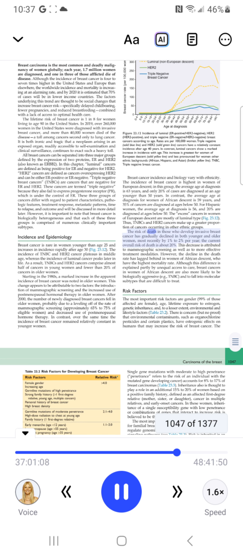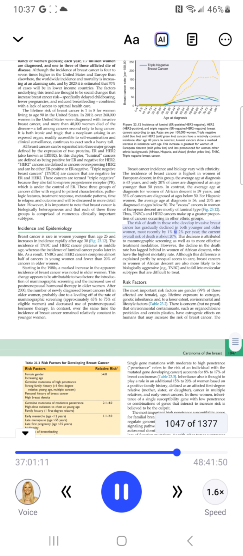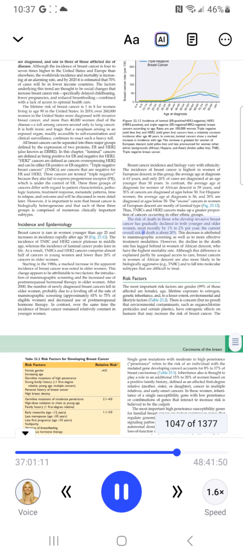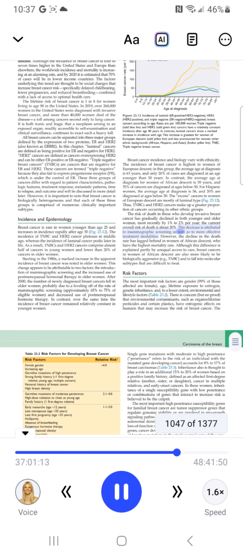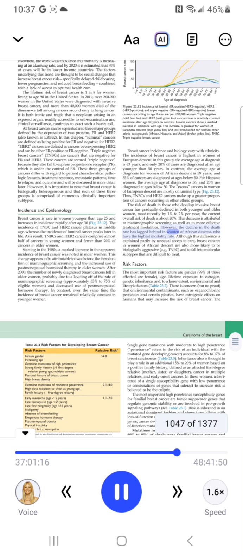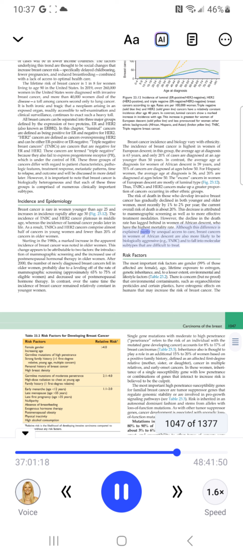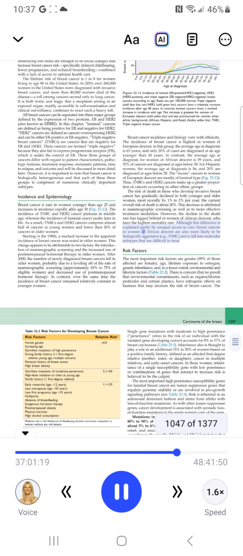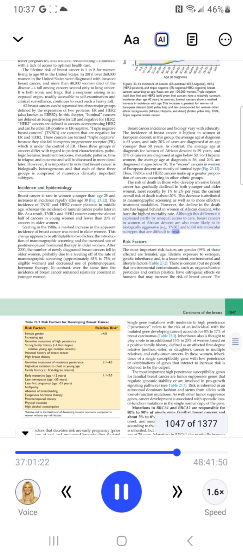The risk of death in those who develop invasive breast cancer has gradually declined in both younger and older women, most recently by 1% to 2% per year. The current overall risk of death is about 20%. This decrease is attributed to mammographic screening, as well as to more effective treatment modalities. However, the decline in the death rate has lagged behind in women of African descent, who have the highest mortality rate. Although this difference is explained partly by unequal access to care, breast cancers in women of African descent are also more likely to be biologically aggressive, e.g., TNBC, and to fall into molecular subtypes that are difficult to treat.